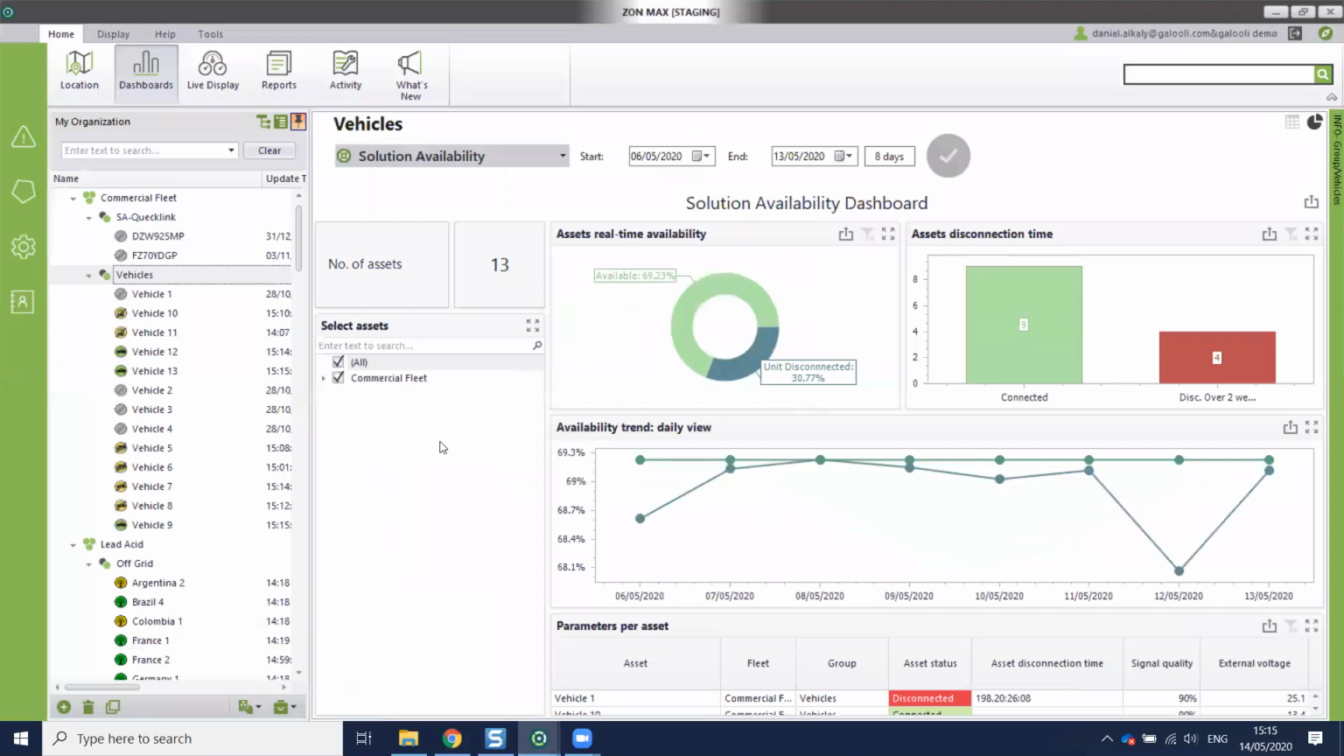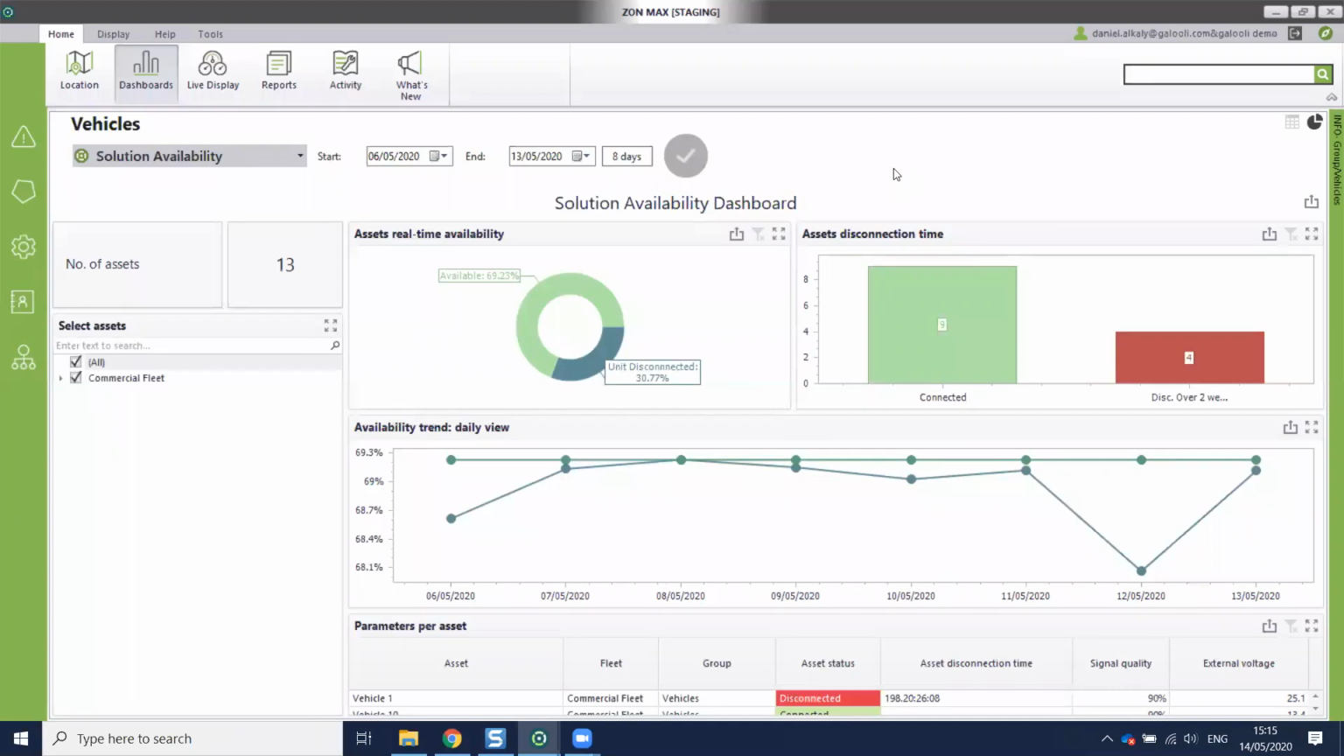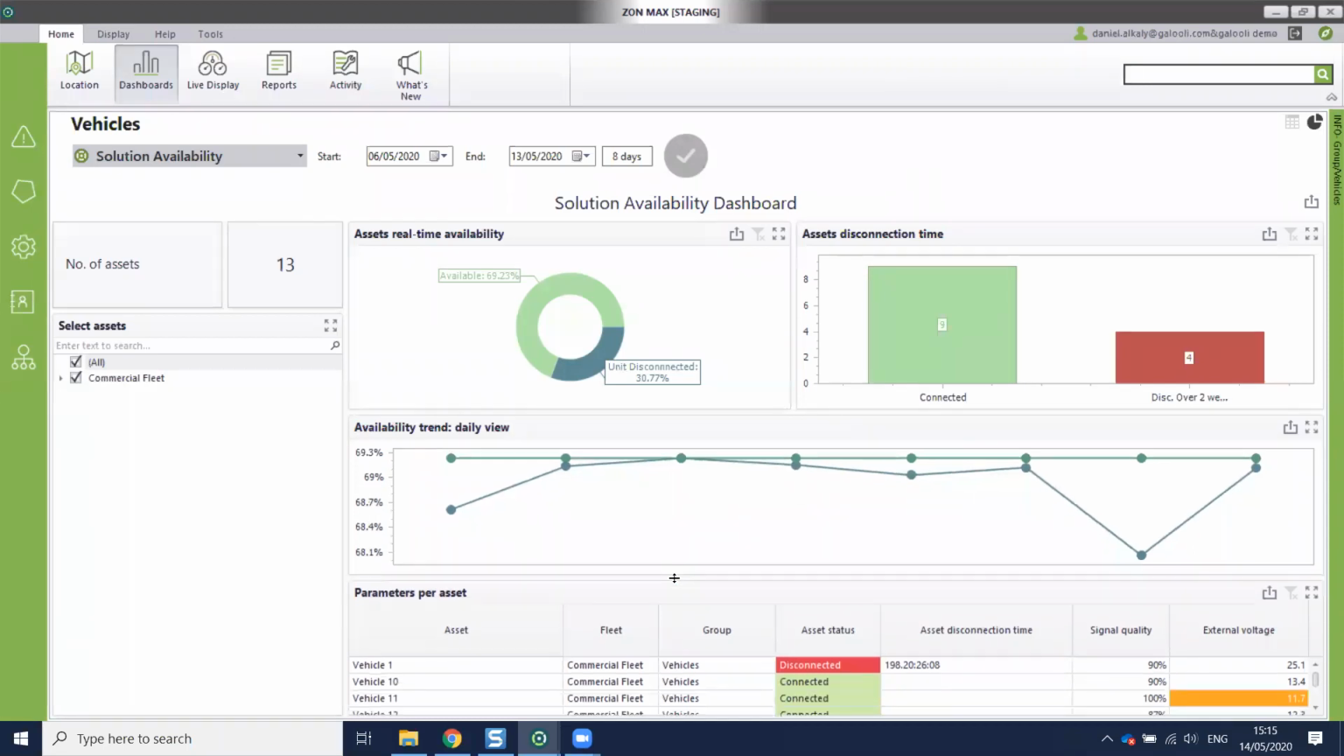I have this ready. So what we're doing now is looking at the solution availability dashboard. This is the second dashboard, which is applicable to all unit types.